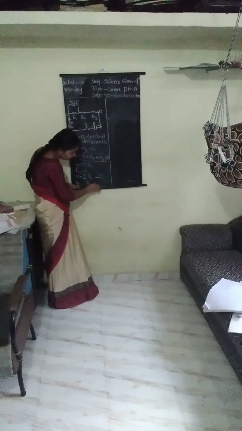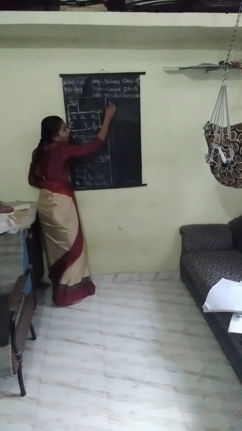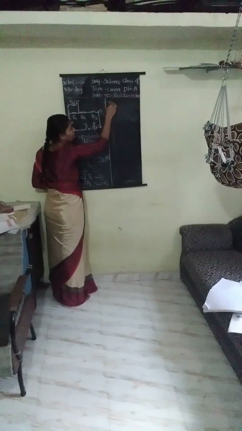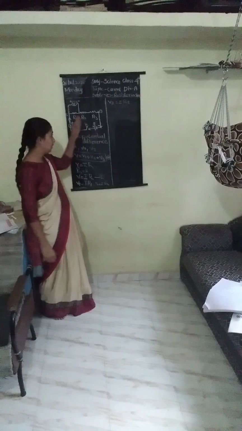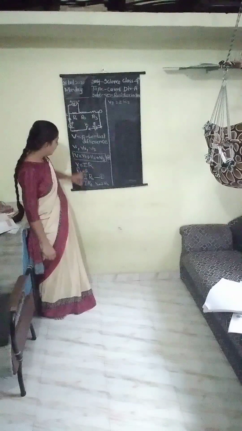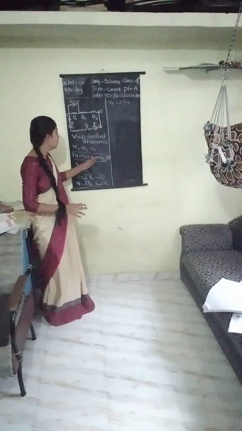After that, V2 becomes what? I R2, right? For potential difference V3, it should be I R3, right? So these three equations we get from this. Now we get the values of V1, V2, V3, that means the potential differences of V1, V2, V3, and we have to put these values in equation star.